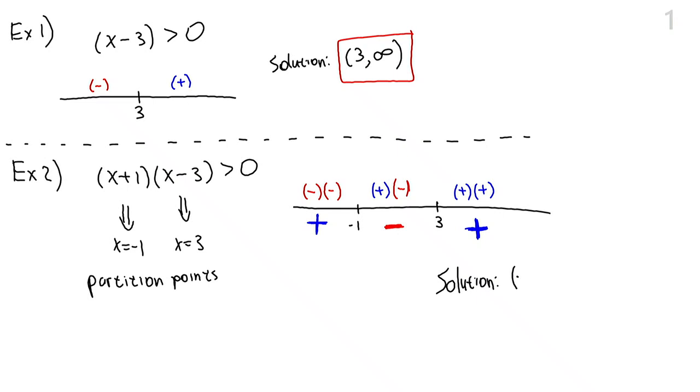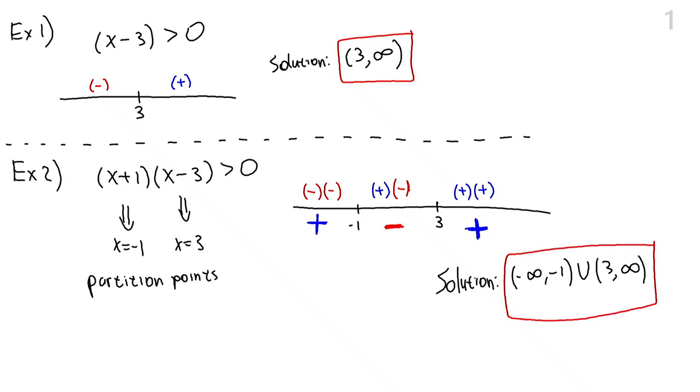Our solution is negative infinity to negative 1, union 3 to infinity. This is all the points on the real line that satisfy this polynomial inequality. Notice we would do the exact same procedure if the inequality was x plus 1 times x minus 3 less than 0. We would just simply choose the interval negative 1 to 3 as our solution. This is a strict inequality, so we do not include the endpoints in our final solution.